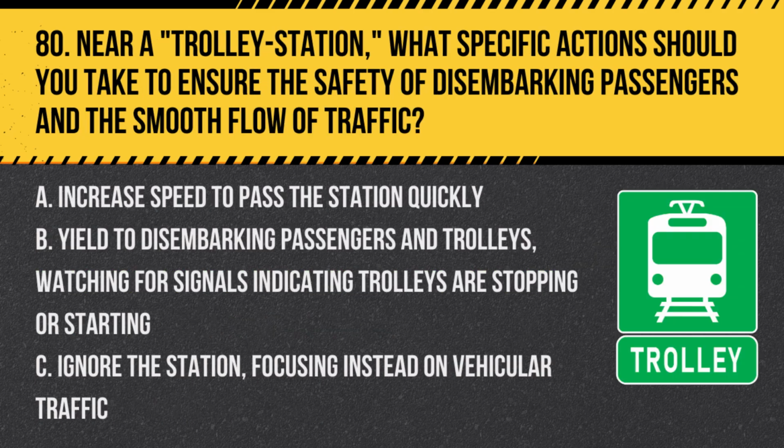Question 80. Near a trolley station, what specific actions should you take to ensure the safety of disembarking passengers and the smooth flow of traffic? A. Increase speed to pass the station quickly. B. Yield to disembarking passengers and trolleys, watching for signals indicating trolleys are stopping or starting. C. Ignore the station, focusing instead on vehicular traffic.